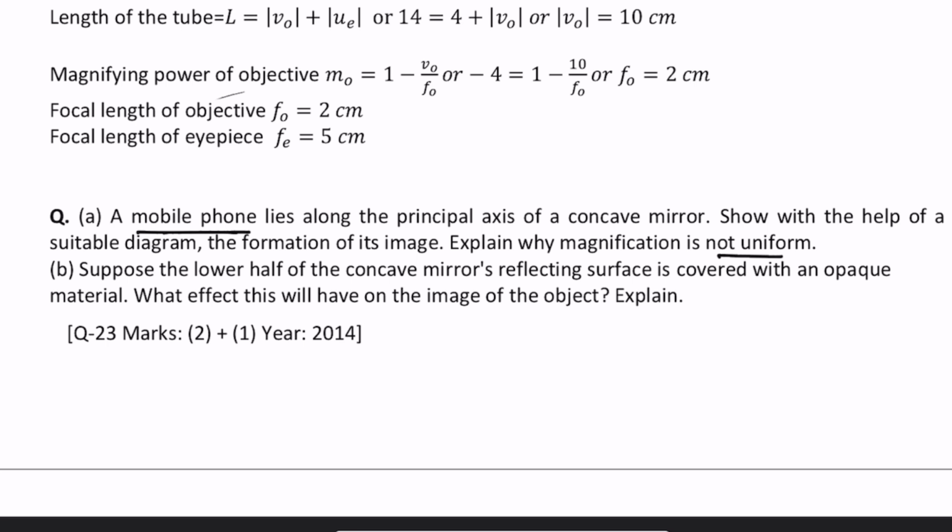Suppose the lower half of the concave mirror's reflecting surface is covered with an opaque material, where light will not get transmitted. What effect will this have on the image of the object? Explain. Let's see.